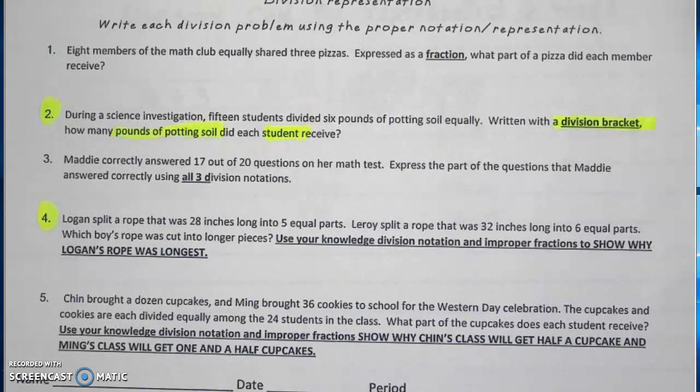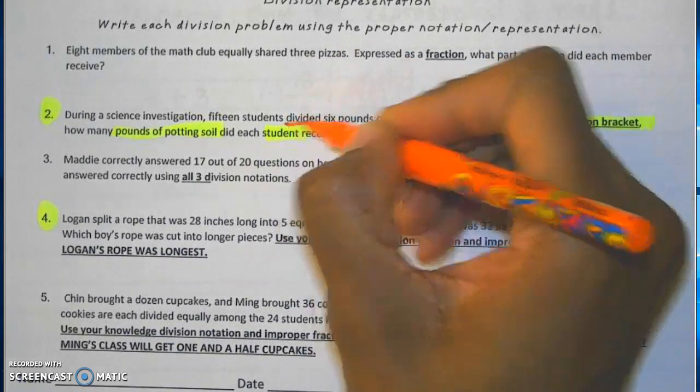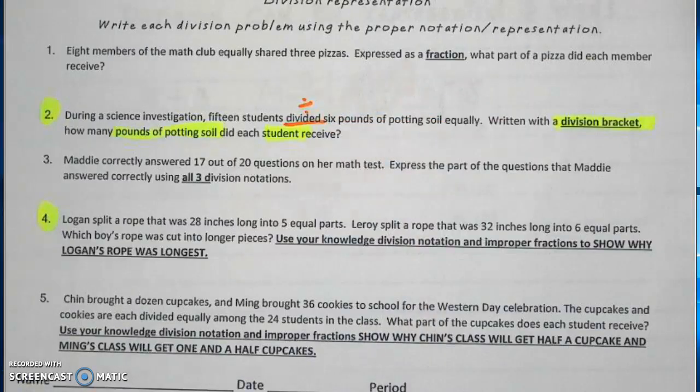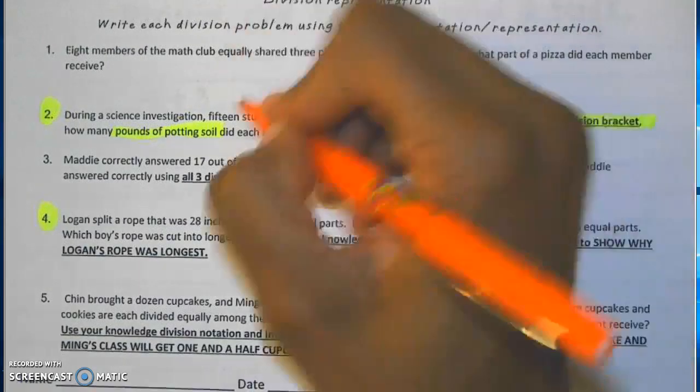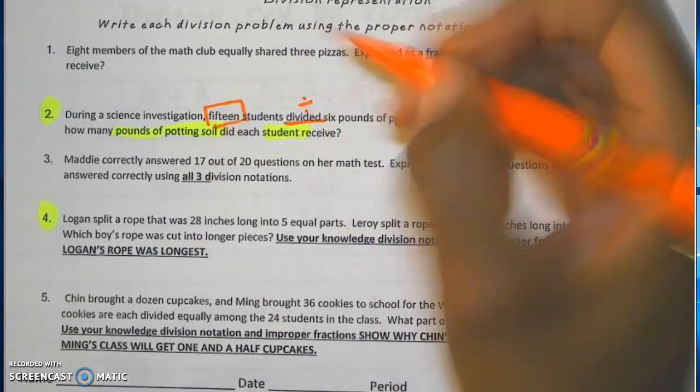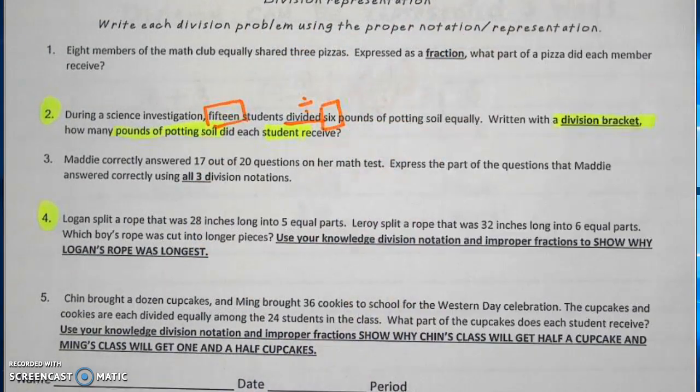So in this problem, they told us that it was going to be divided, so we know our operation is division. They told us that there were 15 students, and we had 6 pounds of potting soil. Again, if the problem did not tell us we had 15 students and it was going to be divided among the students, then we would have to think, in a realistic world, are we dividing students? Are we splitting them up? Are we breaking them down? Or would it make more sense for us to be splitting up the potting soil? Of course, we are splitting up the potting soil.